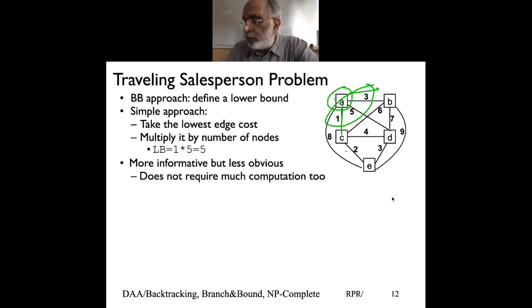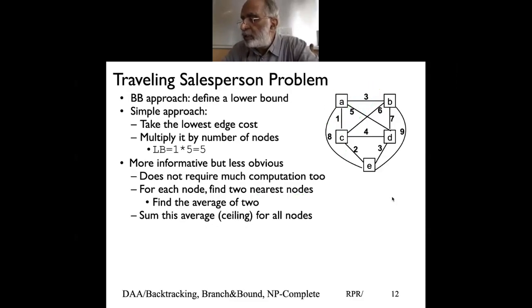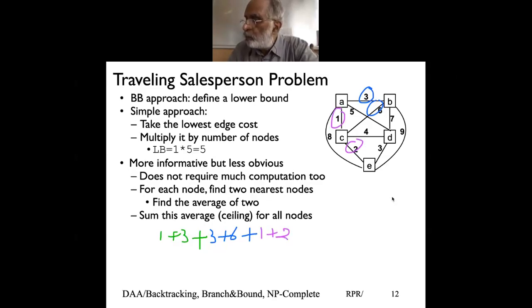So how do you find it? We can find the 2 nearest edges for each node, find the average of the 2 and compute. So if you look at this, can you tell me, when you look at the average of these 2, look at node A. Node A is 1 plus 3. For node B, minimum is 3 and 6. So we did 3 plus 6. For node C, it is 1 and 2. For node D it is 3 and 4. And for node E, it is 2 and 3.